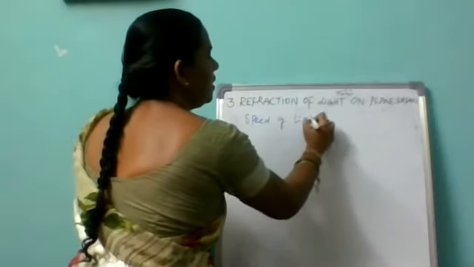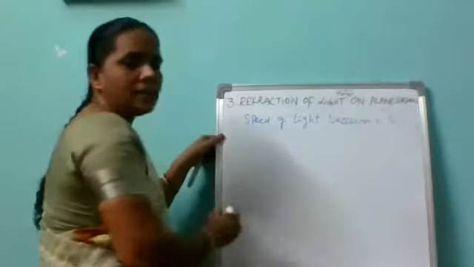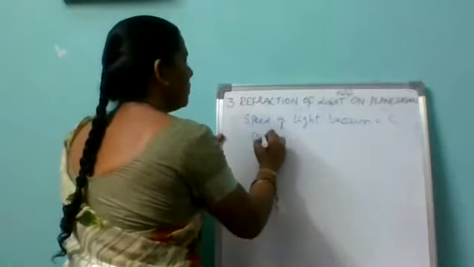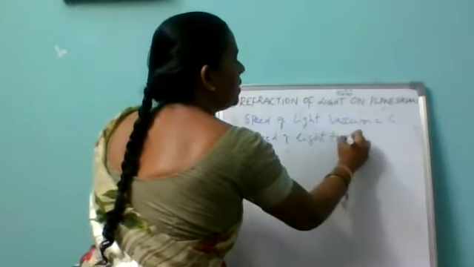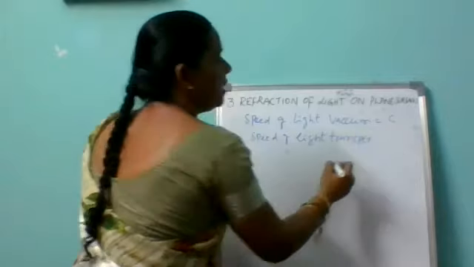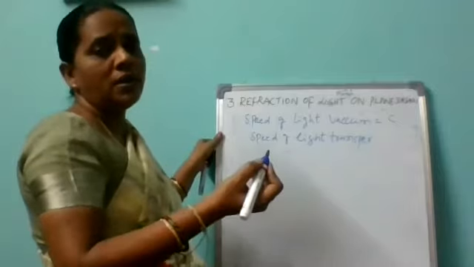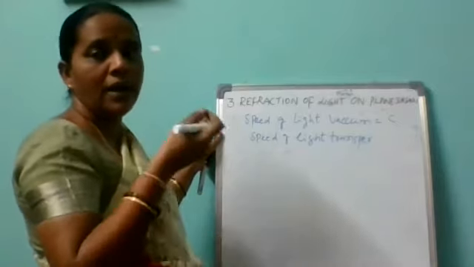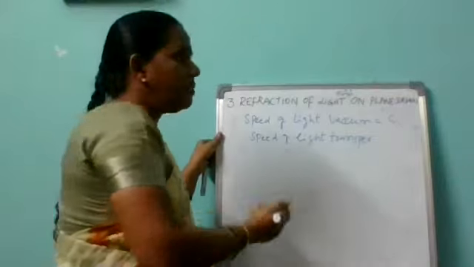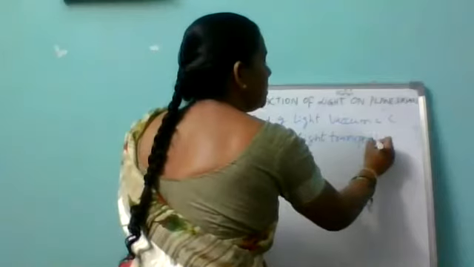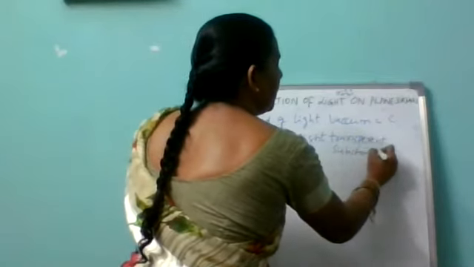Speed of light in vacuum is equal to how much? It is equal to C. Whereas speed of light in transparent substances like water, diamond, kerosene, coconut oil. These are the substances which are transparent, where the light enters to pass. Then we call them transparent substances. So for transparent substances, we take it as V.